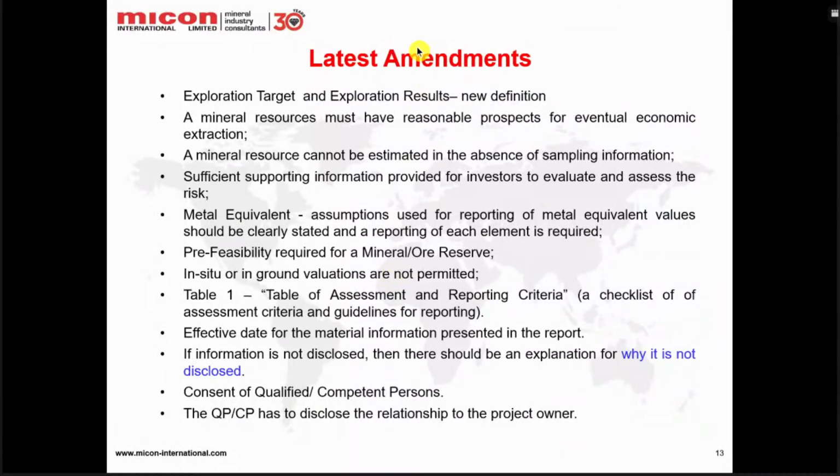And the last so-called amendment was that the QP has to disclose the relationship to the project owner.